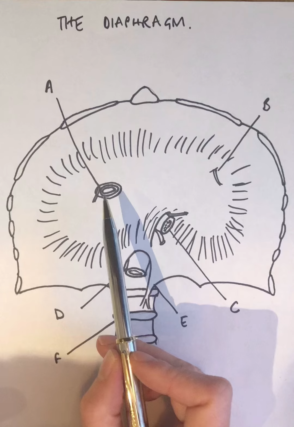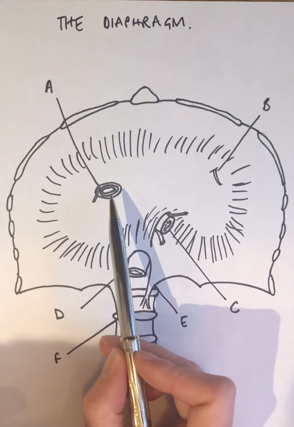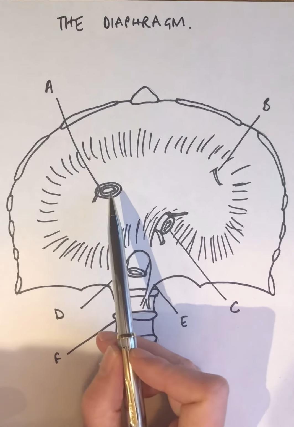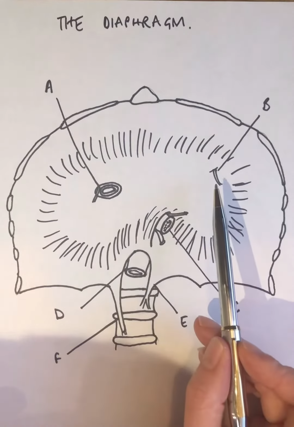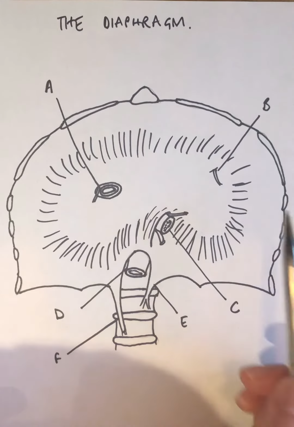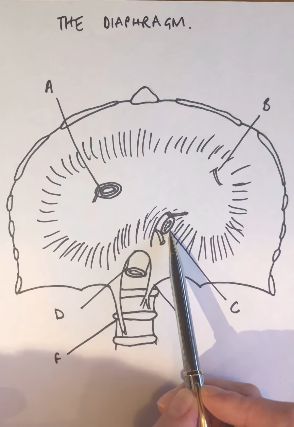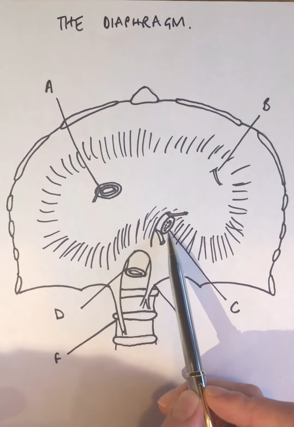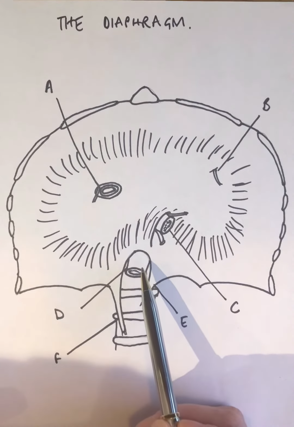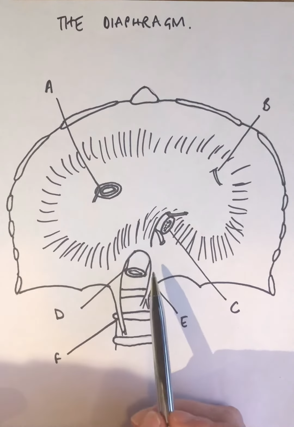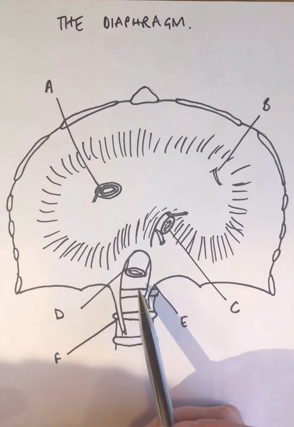Here at A, you have the IVC and the right phrenic nerve, which emerge from the diaphragm at T8. B is the left phrenic nerve. C, you have the esophagus and the vagus nerve emerging from the diaphragm at T10. And at D, you have the aorta, thoracic duct, and azygos vein emerging at T12.